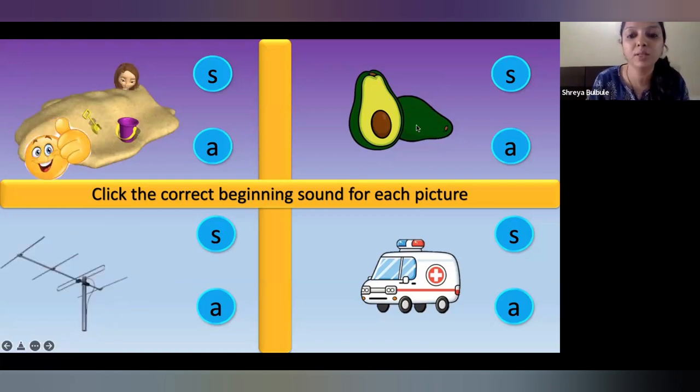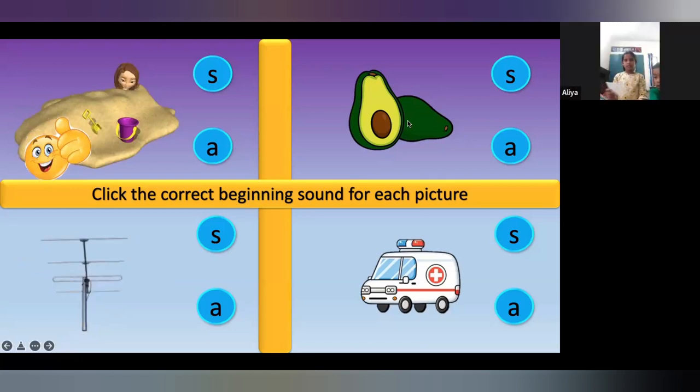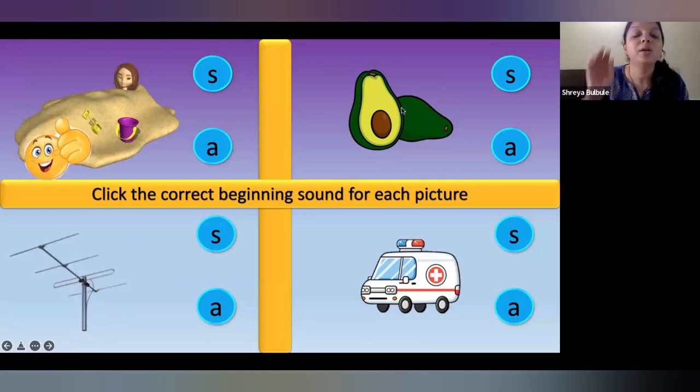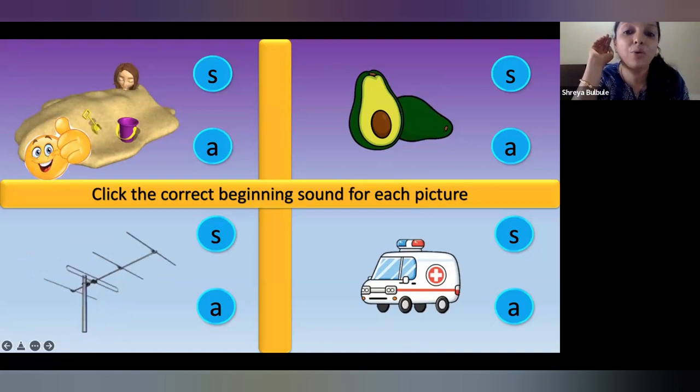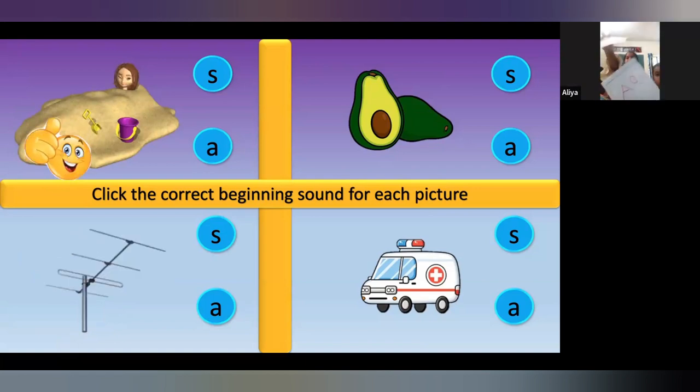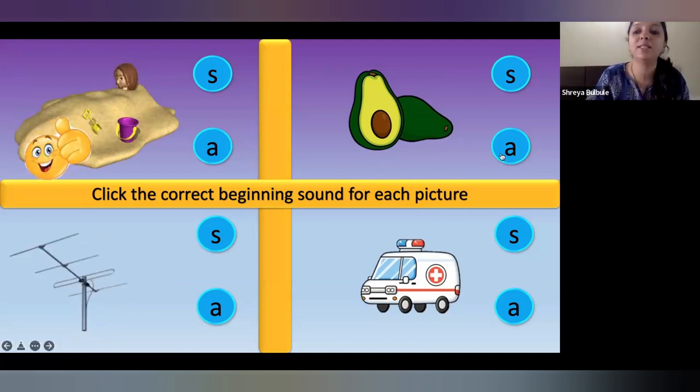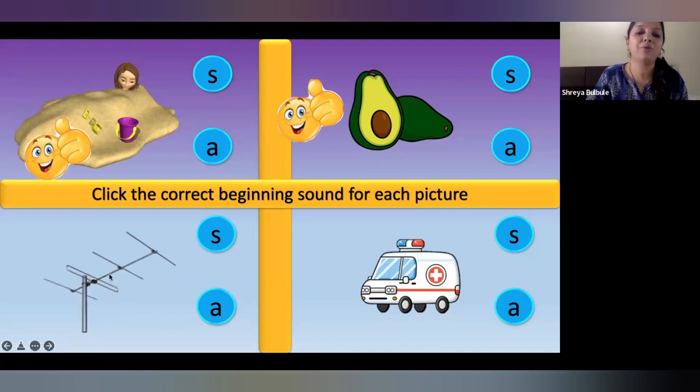What is this? You know what fruit this is, Alia? It's an avocado. So what sound? Avocado. So avocado has A. So what is your answer? Show me the correct flashcard. Very good. So I will select avocado.